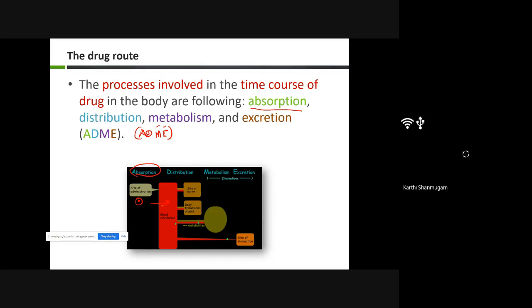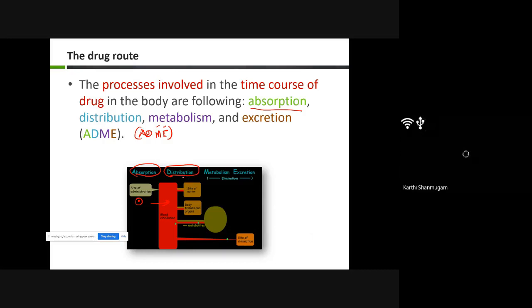Once the molecule is present in the bloodstream, you know that the blood is taken to almost all parts of the body, every organ system, every cell, every tissue. The blood is circulating throughout the body. So wherever the blood goes, the drug molecules will be taken along with the blood. That process is what is called distribution. Distribution is the process by which the drug molecule is taken to the entire body.